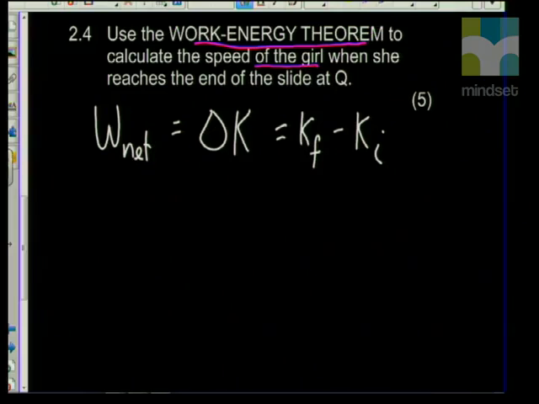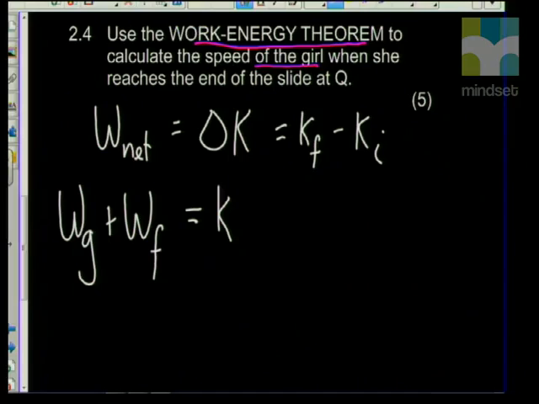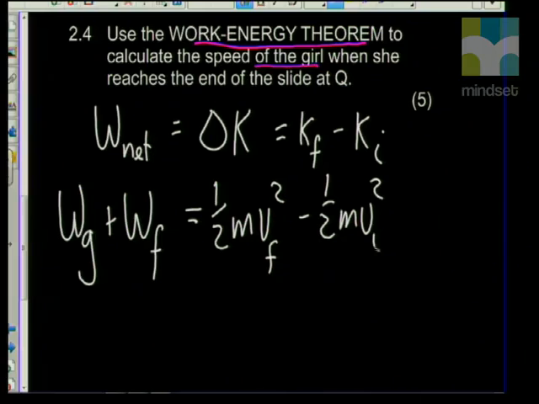Now you might say, well, what about the normal? Well, it's at 90 degrees, and cos of 90 is 0, so we don't even include it because it's not going to give us work in that respect. So if we go back here, this means that we're going to need to calculate the work done by gravity plus the work of friction. And here we're going to say the final kinetic energy, which is going to be half m v squared, that's the final velocity, minus half m v squared, the initial velocity.